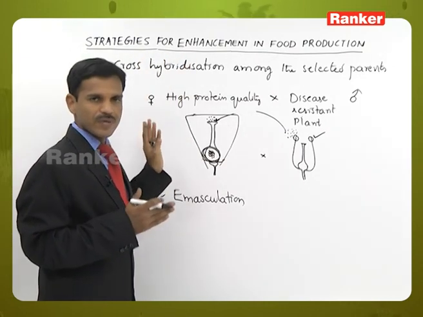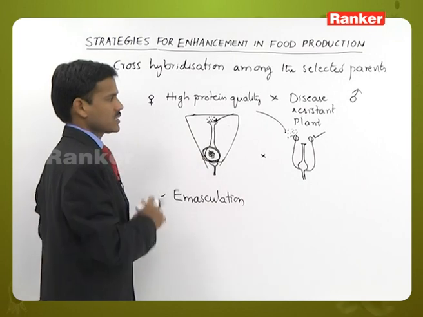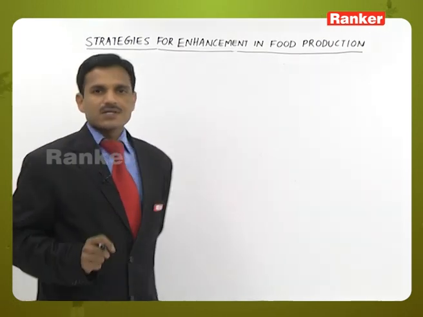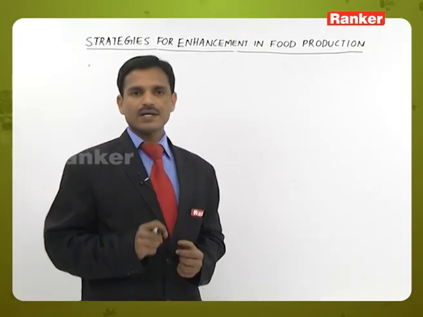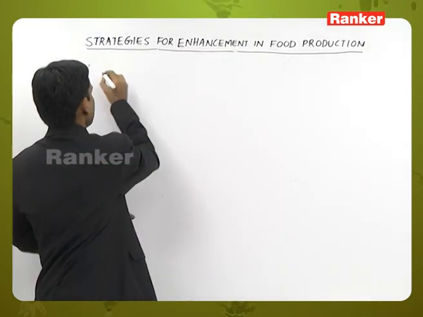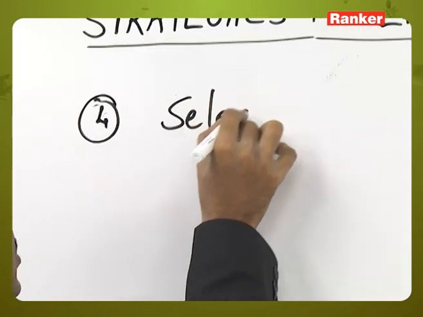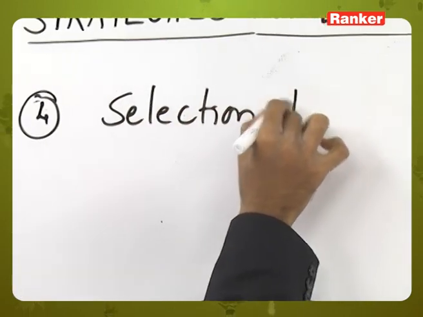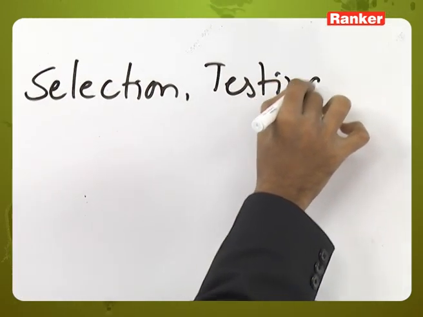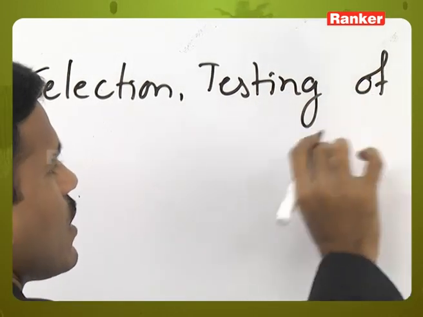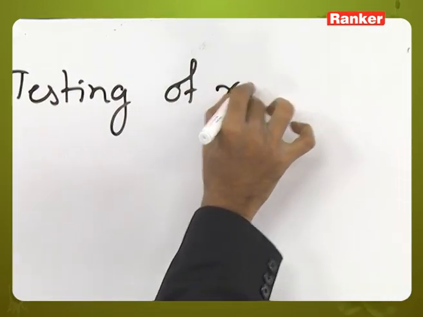After the selection of parents, the two plants are crossed. That is cross hybridization. And the next, fourth step is testing and selection: selection and testing of superior recombinants.